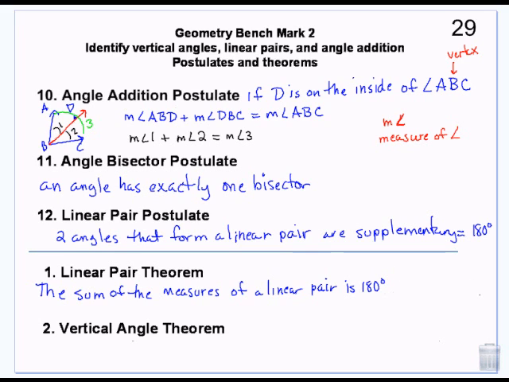And then we have the vertical angle theorem, which tells us if two angles are vertical, the postulate tells us that linear pair is supplementary. Then that in turn tells us that the sum of the measures are 180. So this postulate creates the theorem. So the postulate is just that they're supplementary, and then the theorem is that they're 180. It's just technicalities.